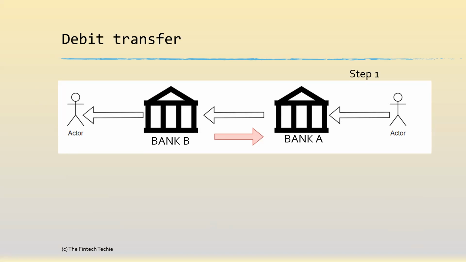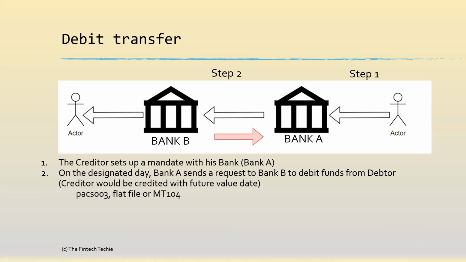So how does it work? Step one, the creditor, in this case an insurance company or the bank, sets up a mandate with his bank. Okay, that's known as the creditor's mandate. Step two, on the designated day, Bank A sends a request to Bank B to debit funds from the debtor. Okay, and here the creditor would be credited with the future value date. So the creditor gets immediate funds. However, the funds are not available because it is credited with the future value date, probably 2 days.